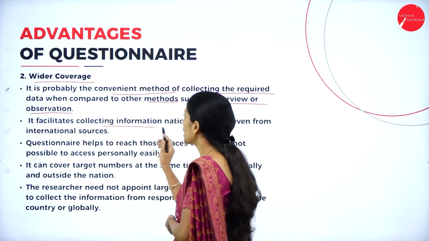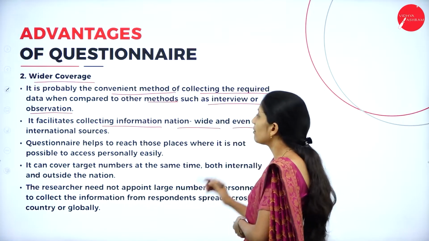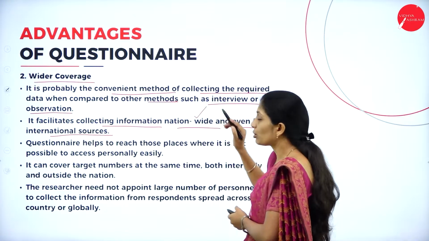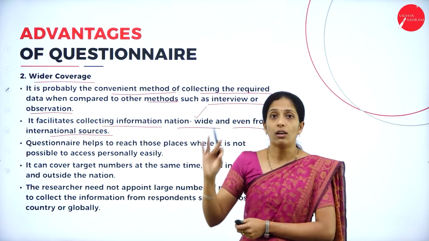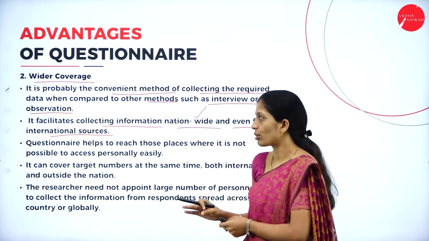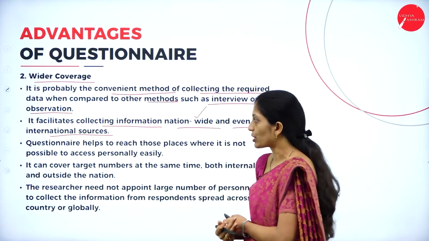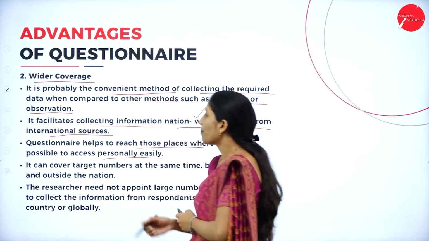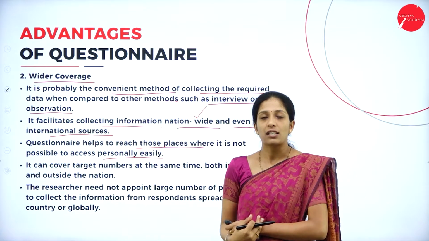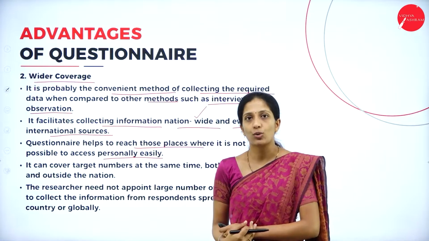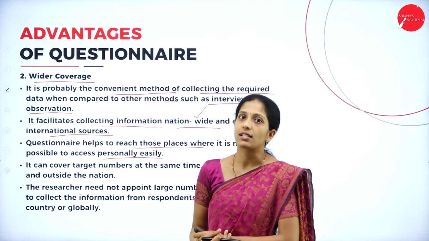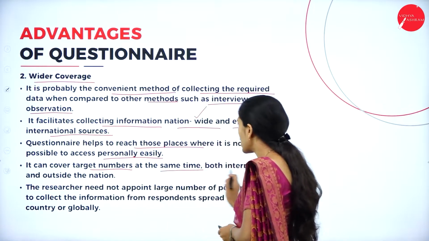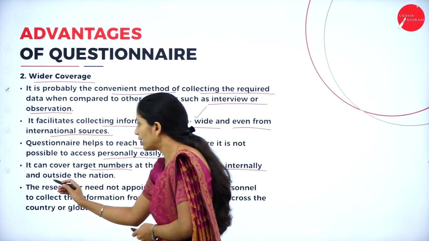It facilitates collecting the information nationwide and even from the international sources. So here the researcher can collect the information through questionnaire from nationwide, that is all over the world, and from all other sources also, that is international sources. Questionnaire helps to reach those places where it is not possible to access personally easily. Now, if the researcher cannot meet each and every individual and collect the information, in such cases, he can go for questionnaire. It can cover target members at the same time, both internally and outside the nation.